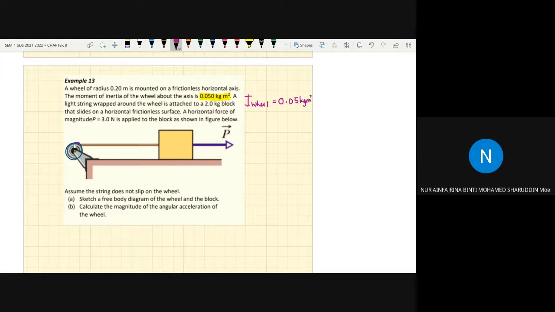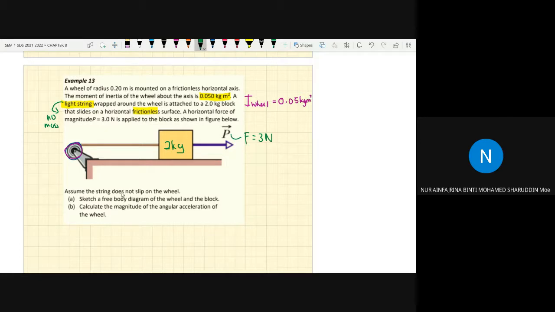And then a light string wrapped around the wheel. Light string maksudnya string itu akan ada mass ke tiada? Tiada. No mass. Wrapped around the wheel is attached to a 2 kg block, that slides on a horizontal frictionless surface. And then a horizontal force of magnitude 3 Newton. Ini adalah external force lah. External force of 3 Newton is applied to the block as shown in figure below.